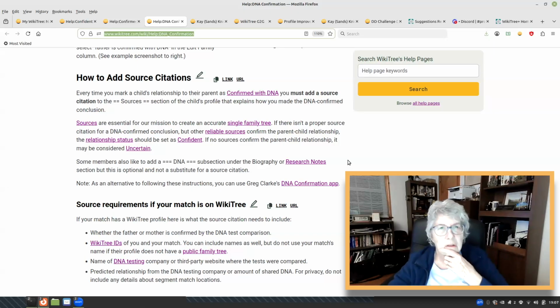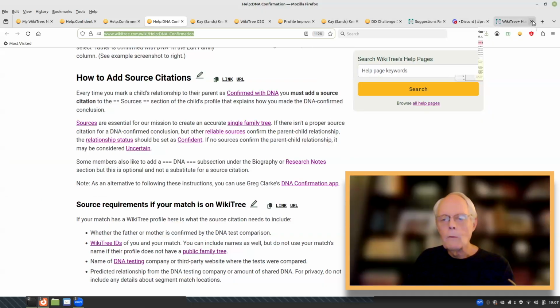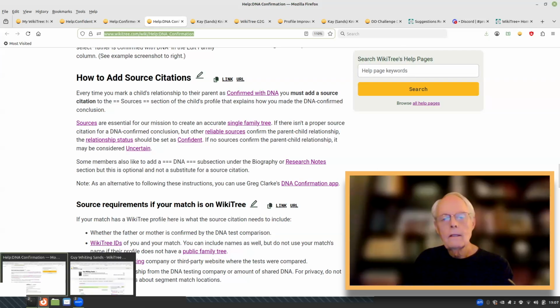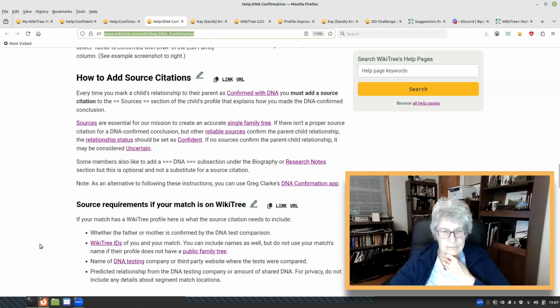Let's jump right into looking at some profiles, maybe. I think basically what we're saying is that without the DNA confirmation, if you were to turn off and reset it, what would it be by itself? Without it, what sources do you need to mark it as confident? Or if there aren't enough, you should make it uncertain then, right? Right. Yep.